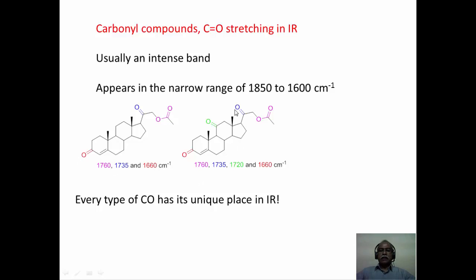Now, in the right hand side, there is a similar structure, except one more carbonyl is added to distinguish between an open chain ketone and a cyclic ketone. This is a cyclic ketone. Cyclic ketone can be distinguished from the open chain ketone by the different frequency that it appears in the infrared spectrum. So, although it looks like a narrow region, the carbonyl functional group is a fairly well defined functional group in terms of the stretching frequency, depending upon what kind of carbonyl functional group we are discussing. Therefore, every type of carbonyl functional group has its unique place in the infrared spectrum.